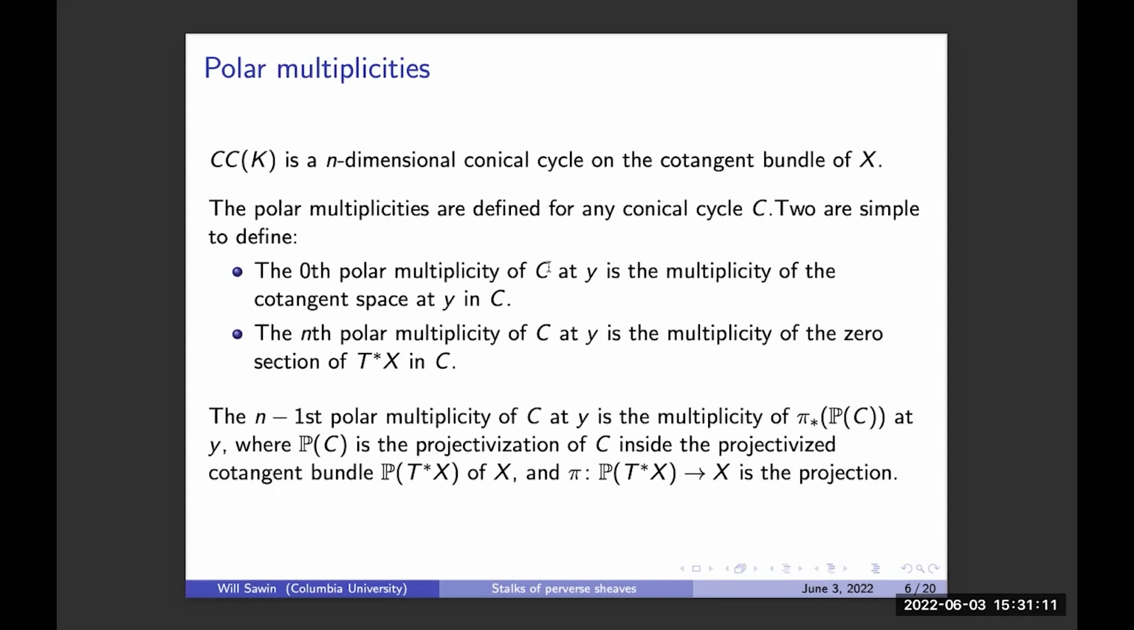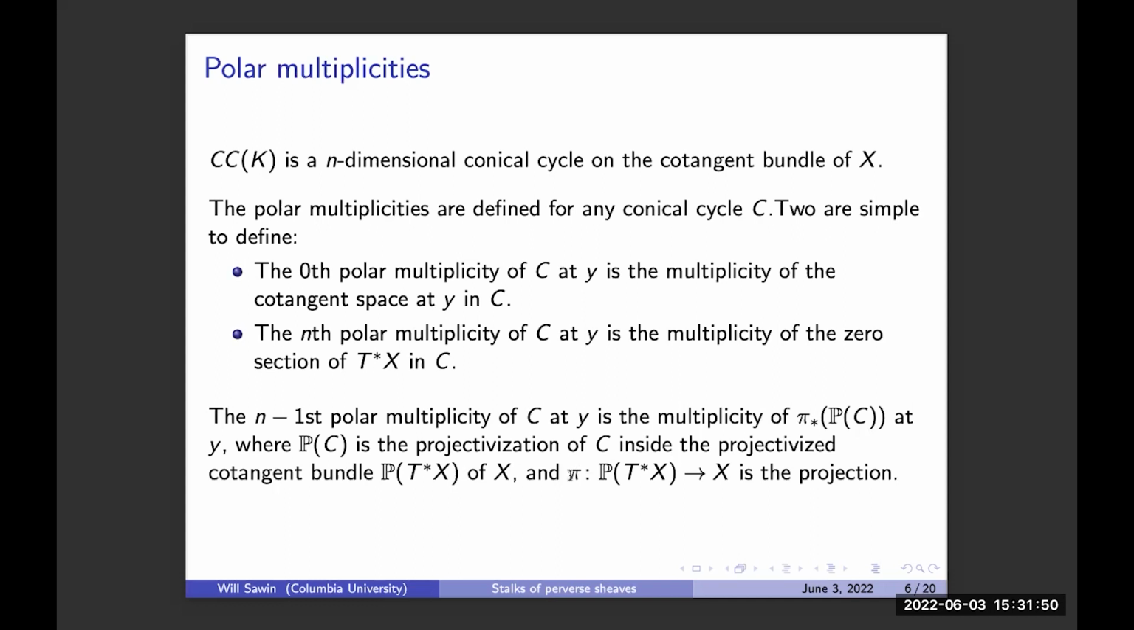And before I give the general definition, I'll mention the third easiest to define polar multiplicity, which is the n-1st polar multiplicity. And so the way you define that is you projectivize the cotangent bundle. You remove the zero section and mod out by scaling. And then because C is conical, which I haven't used yet, we can projectivize C as well. We can remove a zero section from C if it appears, and then mod out by scaling, and we get a cycle of dimension n-1 on the projectivized cotangent bundle.